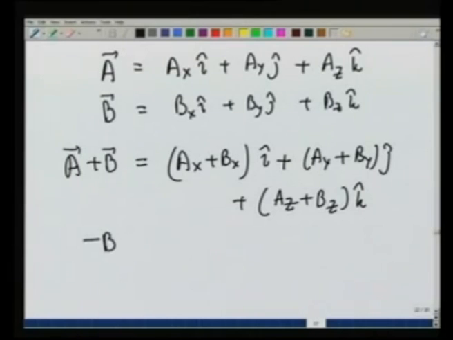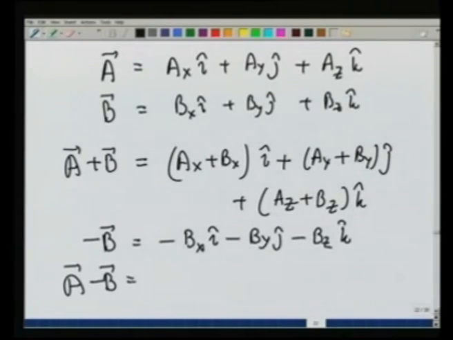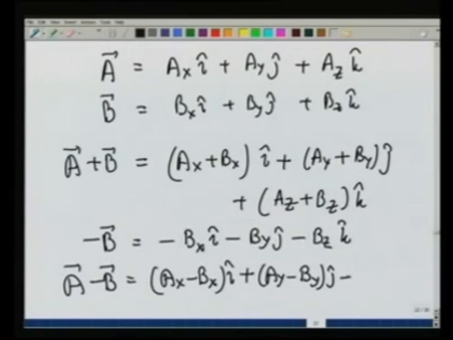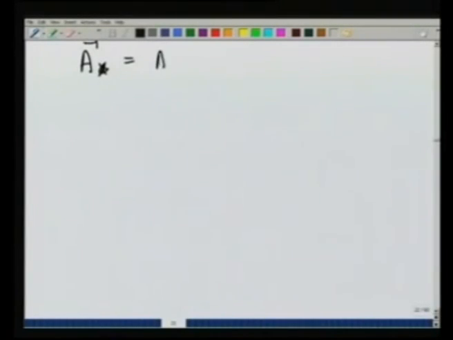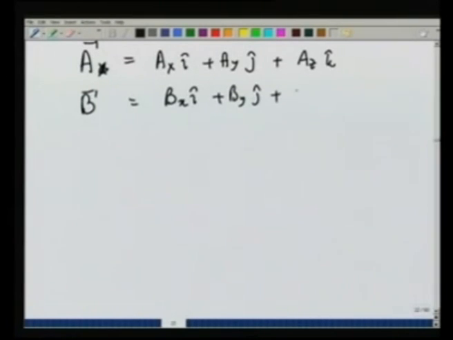Similarly, minus B would be nothing but each component of the B vector would become negative. And therefore, A minus B, which is nothing but adding A and minus B, would be same as a x minus b x i plus a y minus b y j plus a z minus b z k. Okay. Having written the vectors A as a x i plus a y j plus a z k and B as b x i plus b y j plus b z k, we are now ready to write their products.